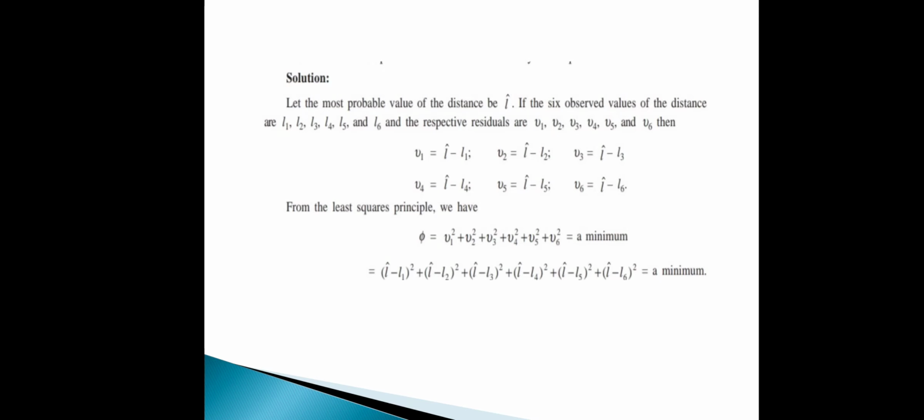From the least square principle, phi equal to weight multiplied by square of the residuals. Here the weight of all the residuals is 1, that is W1 equal to W2 equal to W3 equal to W4 up to W6 equal to 1. So V1 square plus V2 square plus V3 square plus V4 square plus V5 square plus V6 square equal to a minimum. And now putting the values of V1 to V6, we get (L minus L1) square up to (L minus L6) square should be minimum.